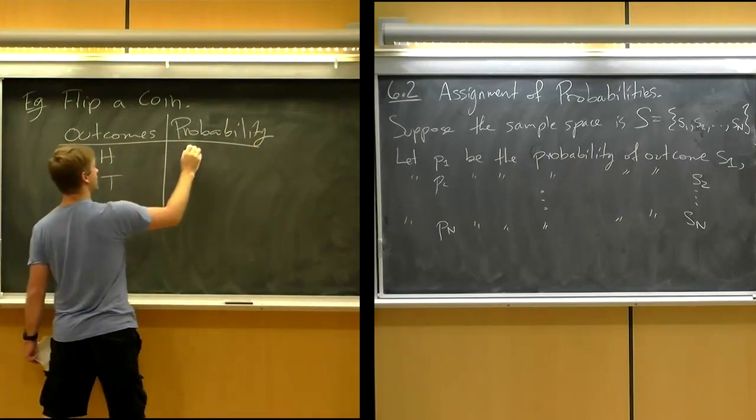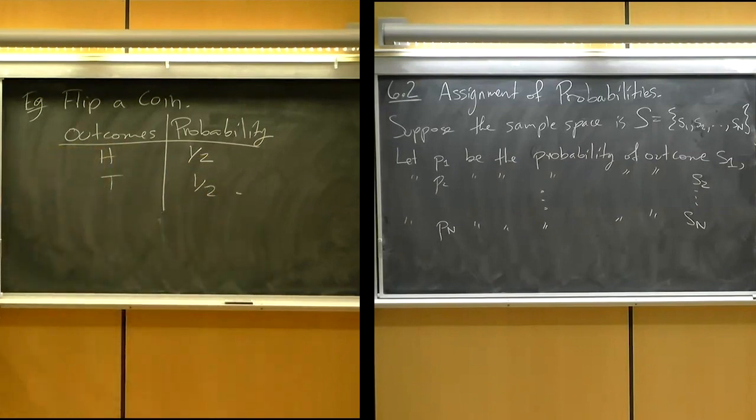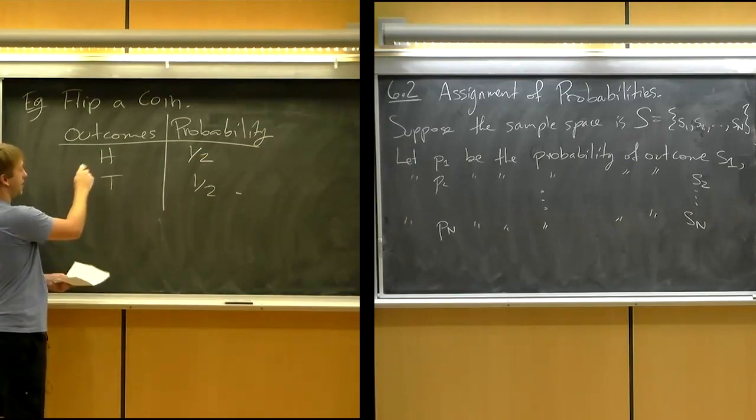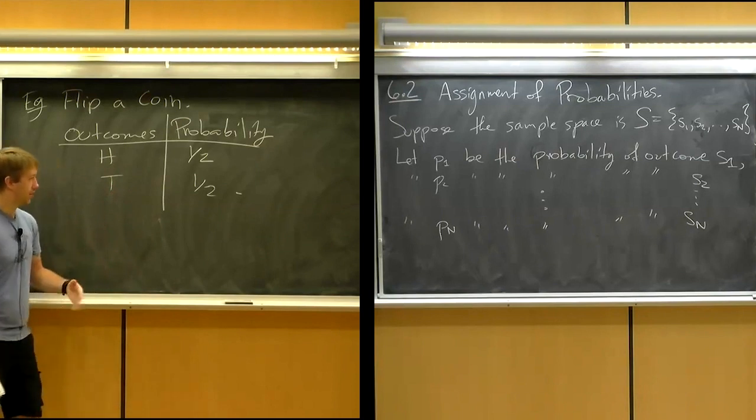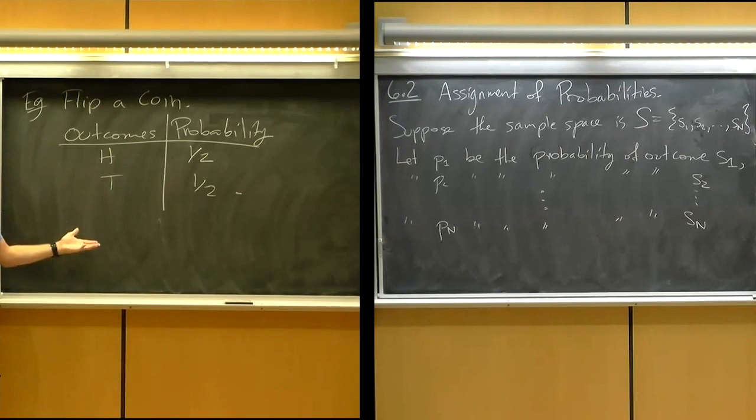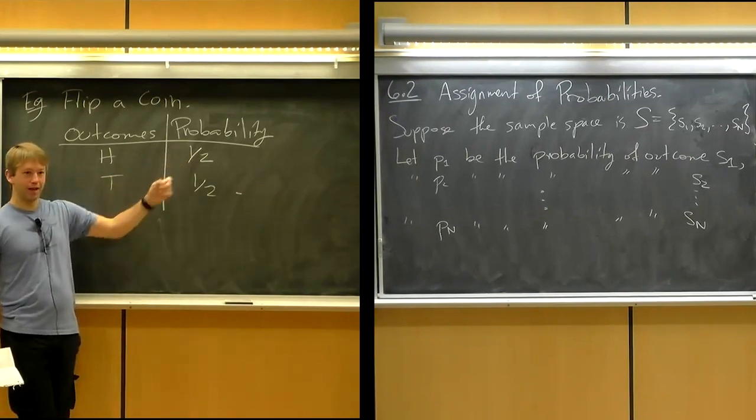Heads or tails. Each of them has probability 1/2. So here, S1 is H and S2 is T or whatever, and P1 is a half, P2 is a half. So you can see this satisfies the properties, right? All the probabilities are bigger than 0, and they add up to 1.